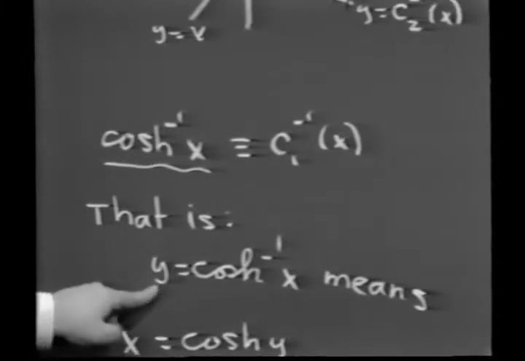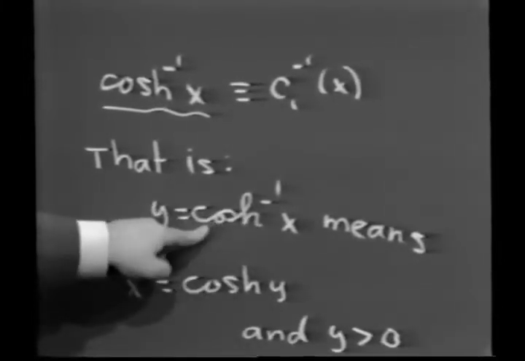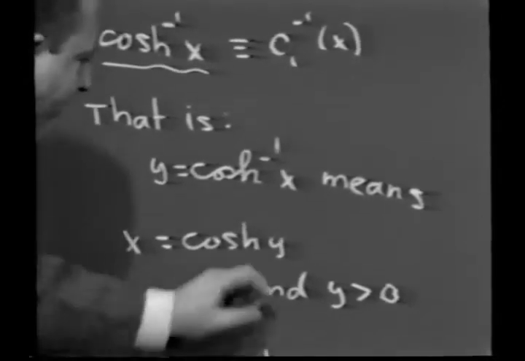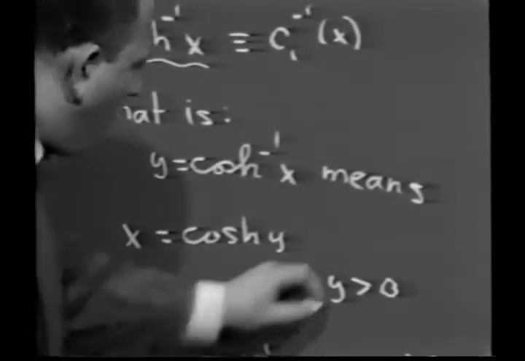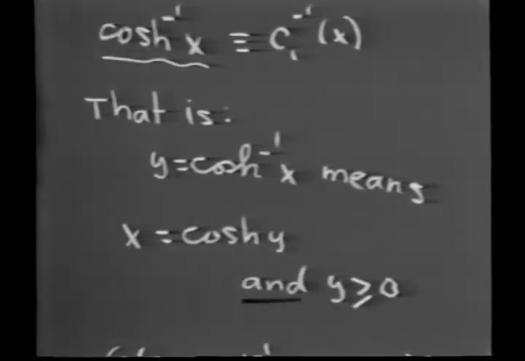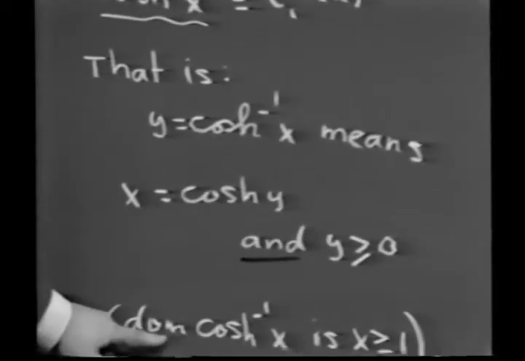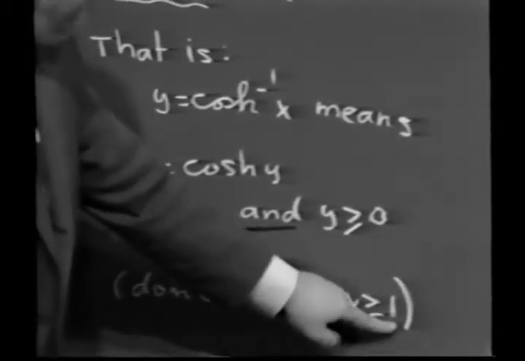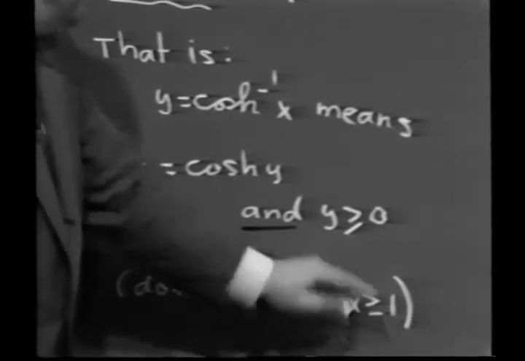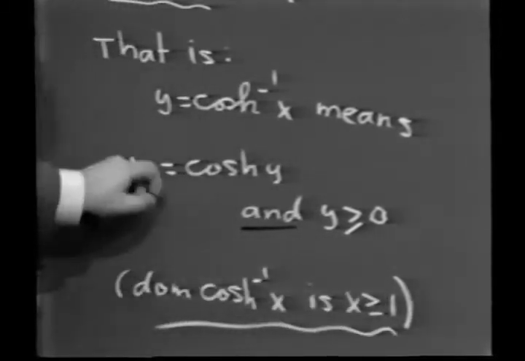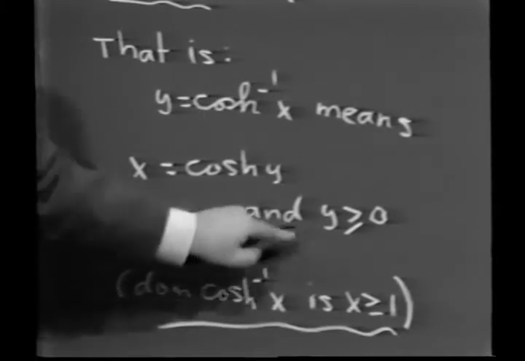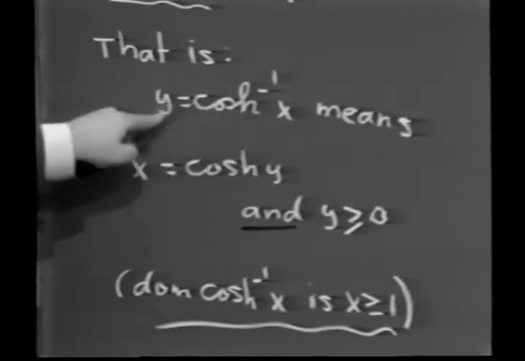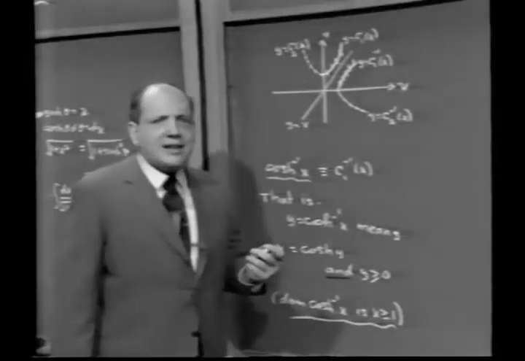In other words, the definition y equals inverse hyperbolic cosine x is x equals cosh y, and this is very important, and y is at least as big as 0. Notice that the domain of cosh inverse x is really that x has to be at least as big as 1. But that's not the important point here. What I do want you to see is that if you left this restriction out, there would be no inverse function here. I'll come back to that in a moment.